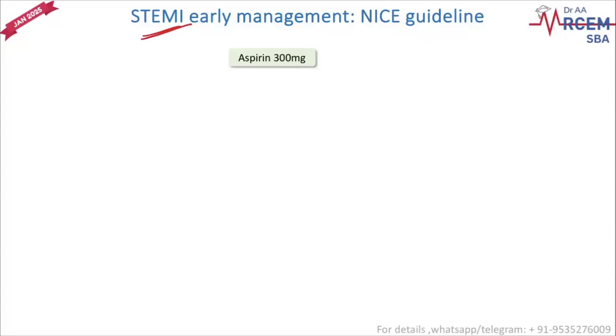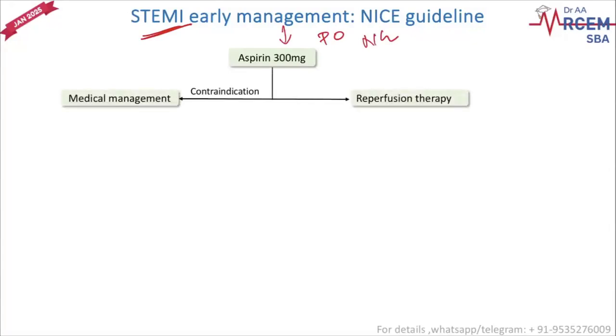So you are having an ST segment myocardial infarction. Every patient who comes with an ST segment myocardial infarction gets an aspirin of 300 mg. It is usually given perorally. If that is not possible, you can place a nasogastric tube if the GCS is low. But every patient gets aspirin 300 mg.